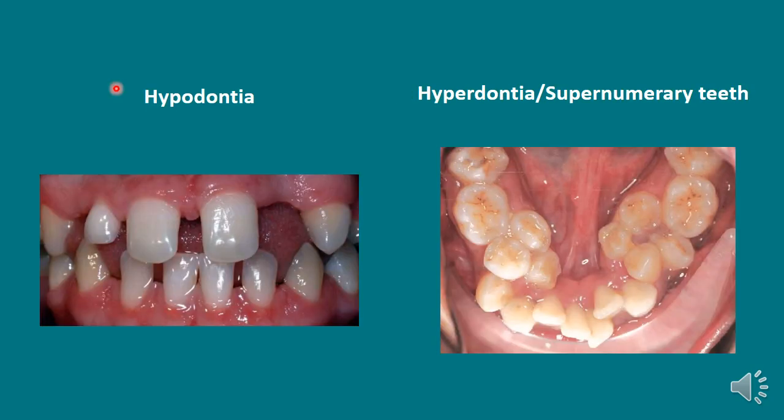Then we have hypodontia and hyperdontia. Hypodontia means presence of less number of teeth and hyperdontia means presence of more teeth. Sometimes hyperdontia is referred to as supernumerary teeth also.